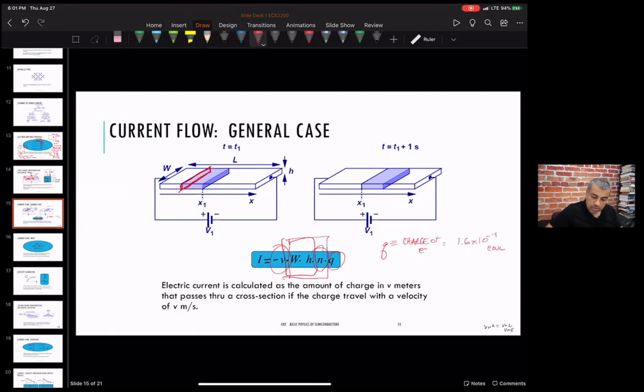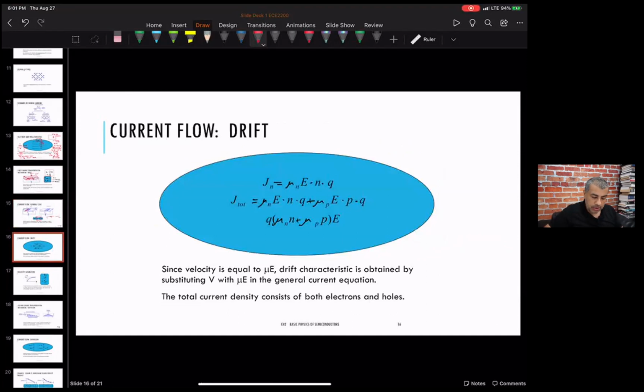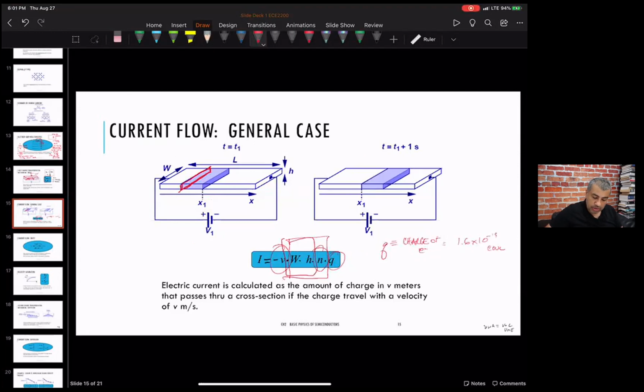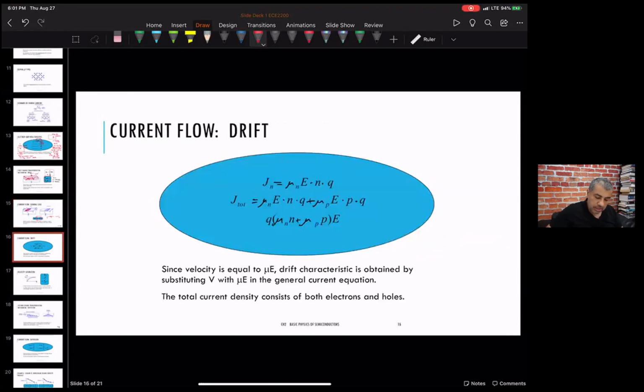And this is derived in the book. I wasn't going to derive it because I'm trying to move quickly through this stuff so we don't get bogged down. I'm only really interested in the final thing here, which is the current density, because this volume is W times H times L. So if you want to get the current density, we'll end up with this.